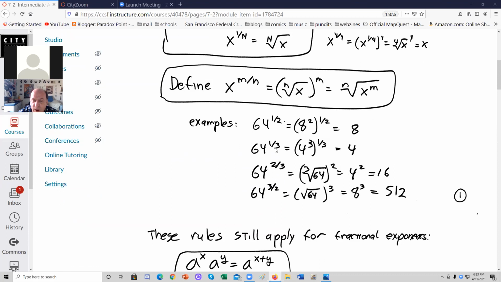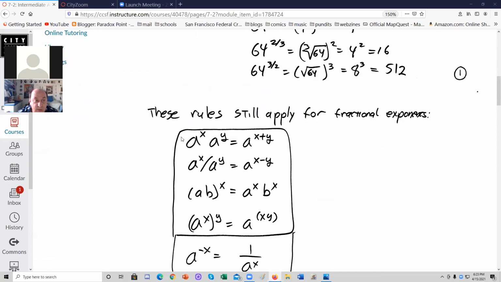64 to the 1/3 power, well 64 is 4 to the 3rd, that to the 1/3 gets 4 to the 1, or 4. 64 to the 2/3 power is the square of a cube root of 64. We already got the cube root is 4, so you get 4 squared or 16. 64 to the 3/2 power is the third power of a square root. Square root is 8, so this will be 8 cubed, or 512.